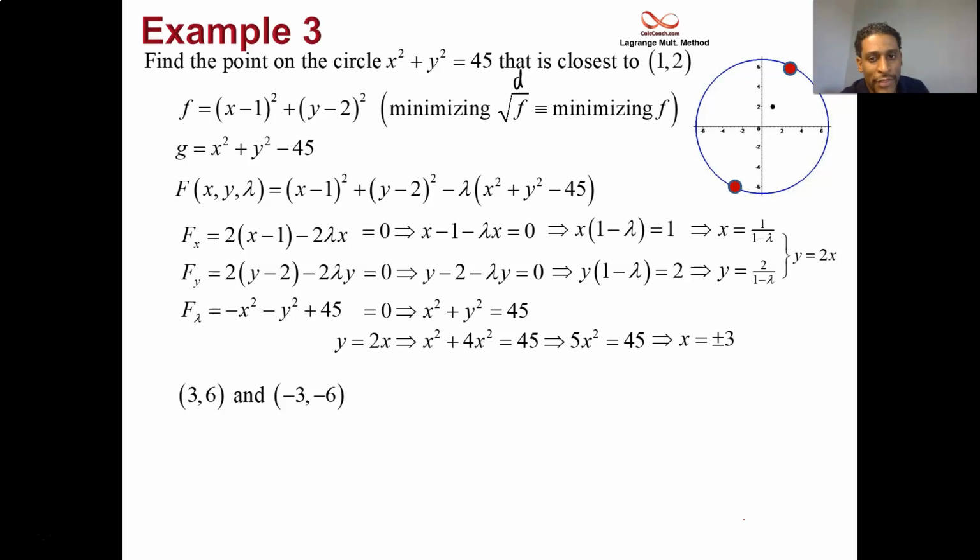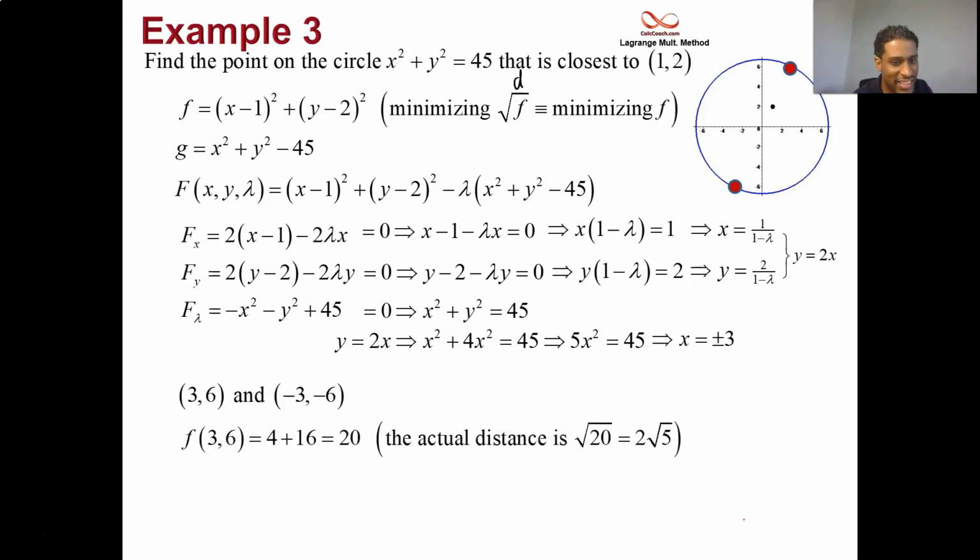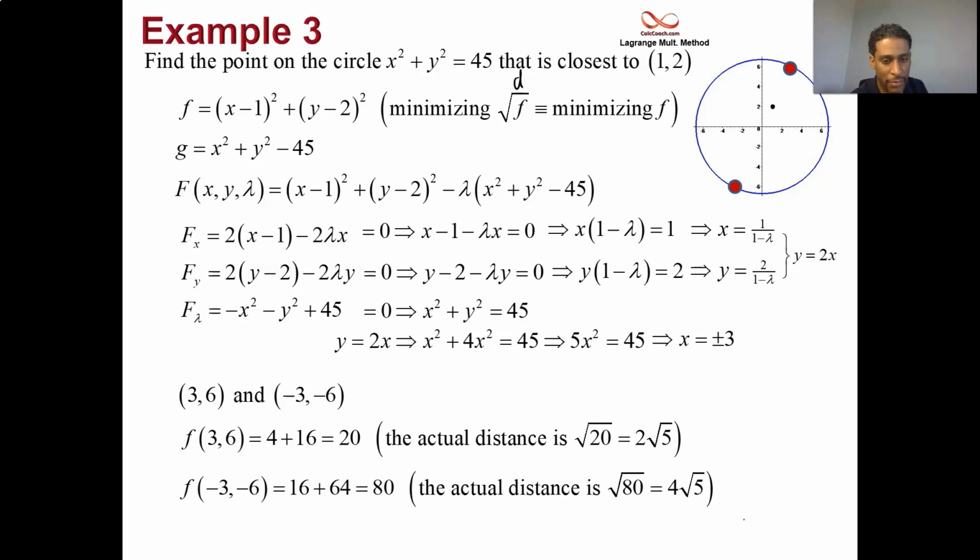And so that line is the line y equals 2x. One of these will give a maximum distance, the one that's further away, and one will give a minimum distance, the one that's closer. Now, what we'll be getting will be the function f, which is not really the distance. We'll get 20 if we plug in (3, 6). We'll get, I think it's 80, if we plug in (-3, -6).